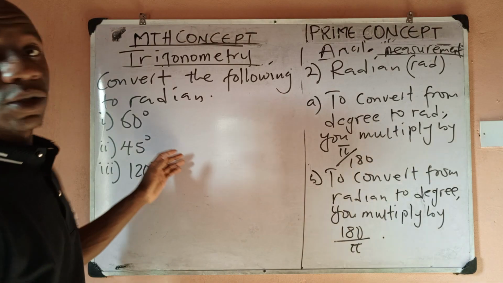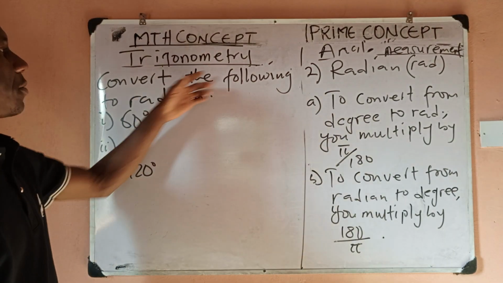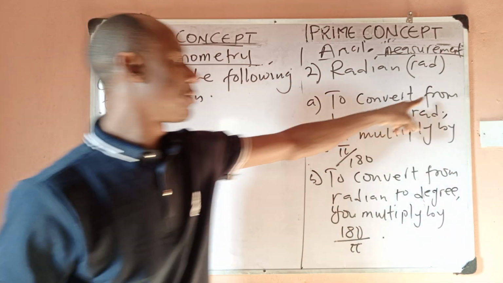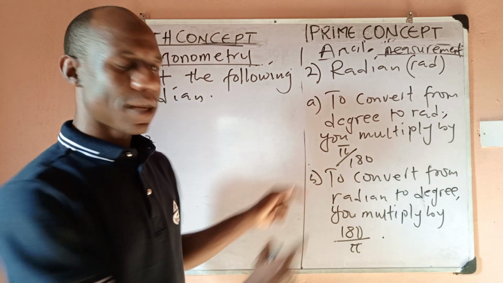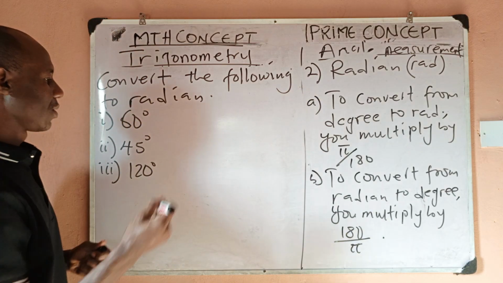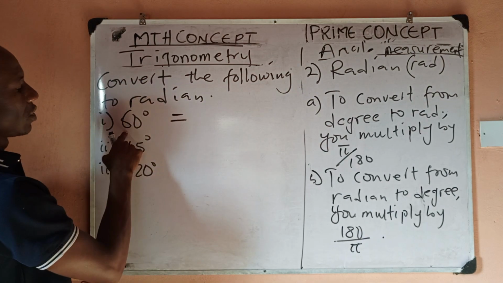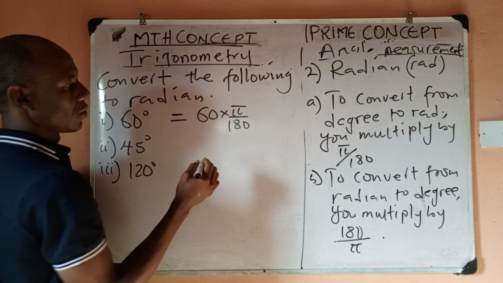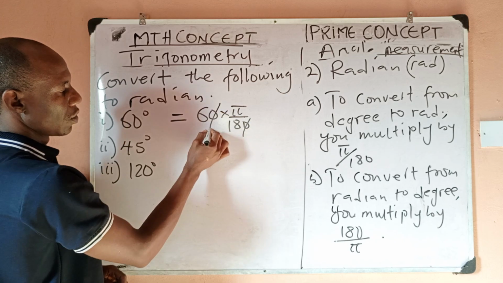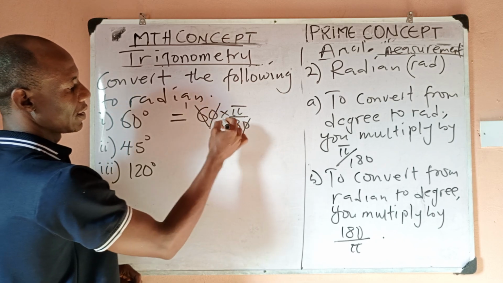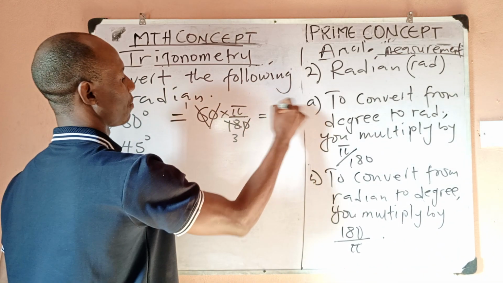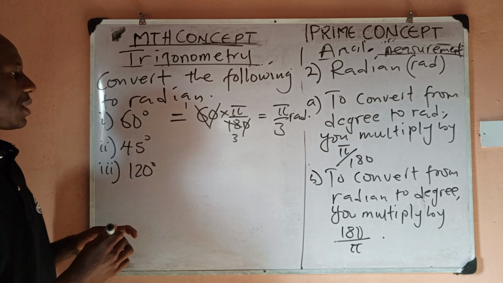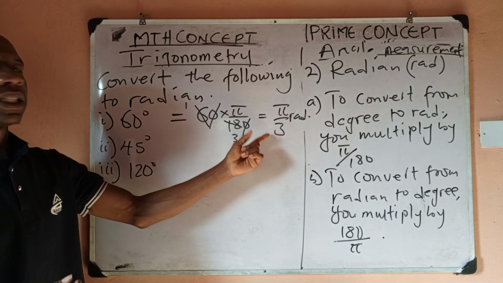All right, so we want to consider the following examples. Convert the following to radian. So we want to see how we can apply what I've explained here. To convert from degree to radian, you multiply by what? Pi over 180 degrees. So let's quickly do that. In this case, I'm going to have 60 times pi over 180. When I solve this, 6 in 6 is 1, 6 in 18 is 3. So I simply have pi over 3 radian. So I've been able to convert that from degree. 60 degrees is equivalent to pi over 3 radian.